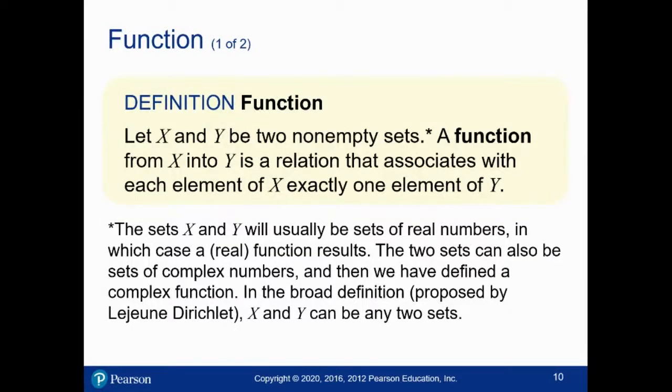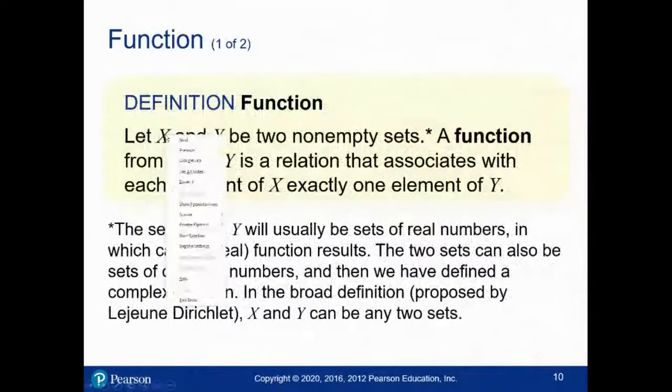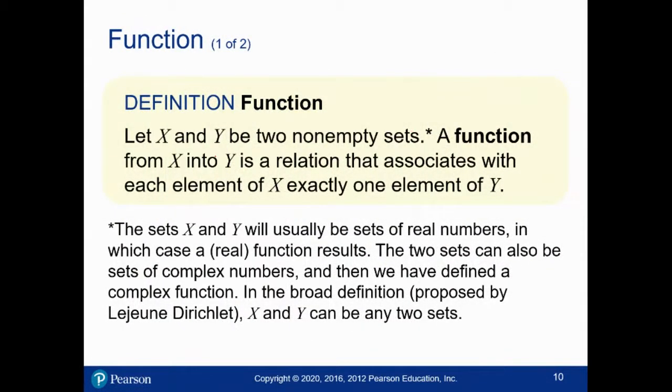Okay, so let's look at what a function is. Suppose I have a relation, but I put a restriction on it. To every element of the domain, there is exactly one element of the range that's associated. Okay? And usually these will be numbers to numbers.